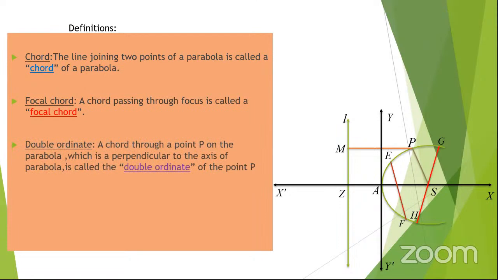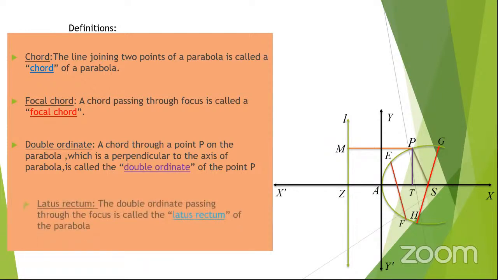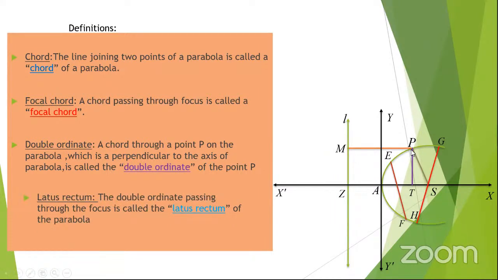Now we shall discuss another important definition, double ordinate. A chord through a point P on the parabola, which is perpendicular to the axis of the parabola, is called the double ordinate of the point P. We have so many double ordinates. For every point on the parabola, there exists a double ordinate. This is a double ordinate, which is perpendicular to the axis of the parabola. Sorry, I could not increase the length here, children.